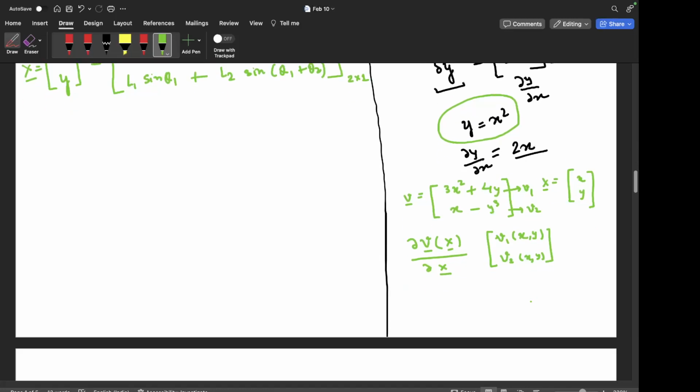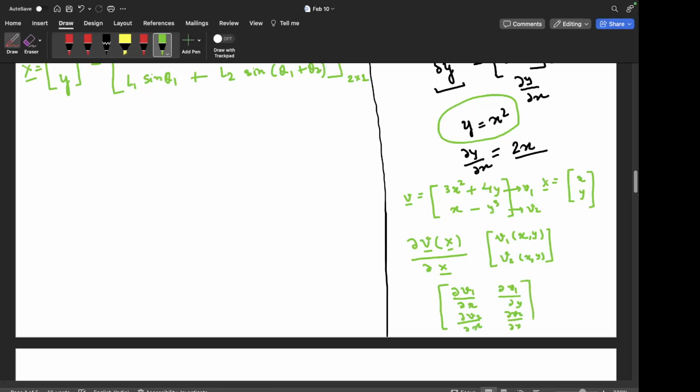Now what we do is that we first derive v1 with respect to x. So basically we take the first element of the vector v and derive it with all the elements one by one of vector x. So del v1 by del x, del v1 by del y. Similarly, del v2 by del x, del v2 by del y, okay?